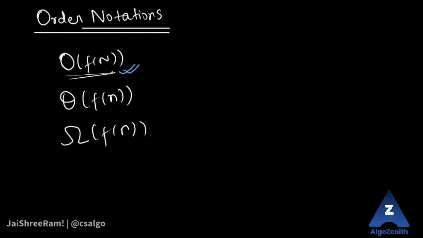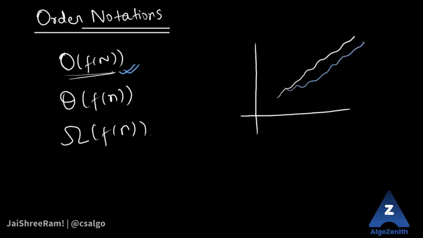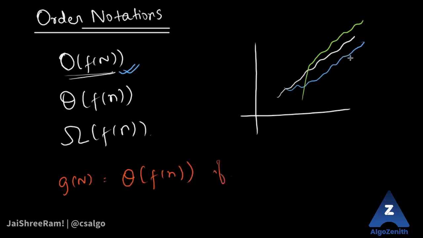Now, when you say a function is theta, that means, suppose this is your function. So we say that a function is theta of f(n). So let me write that. g(n) is equal to theta of f(n) if this is c1 times f(n), and this is c2 times f(n).